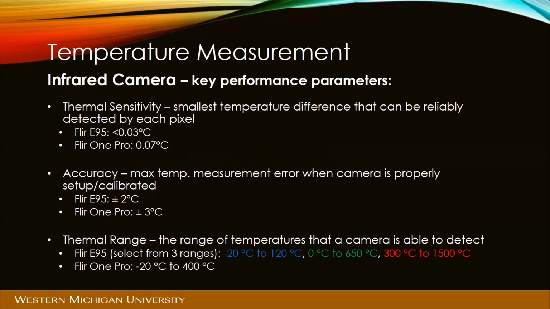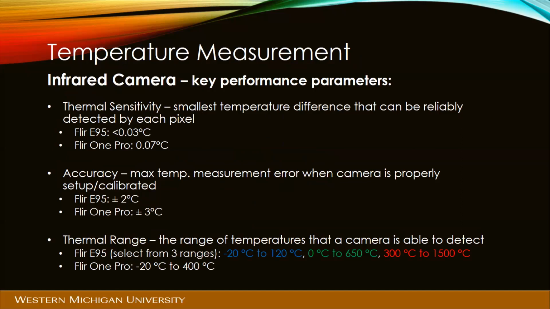Now, if you were going to image an engine, run an engine and want to take images of it, you might have to bump it up to that 0 degrees Celsius to 650 degrees Celsius range. Or if you were going to do something like a turbine engine, and try to image the exhaust on a turbine engine, then you might have to go to that 300 to 1500 degrees Celsius range. But for the most part, you're going to use the -20 to 120 Celsius.